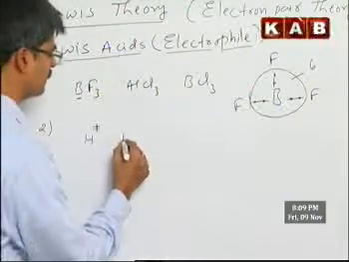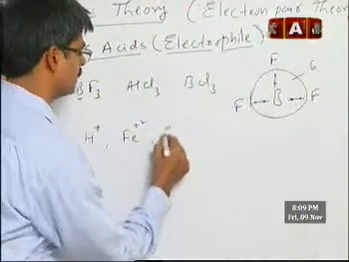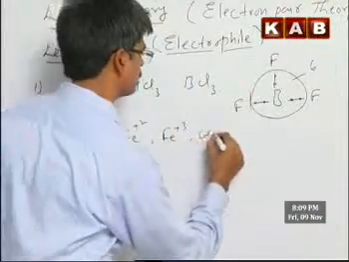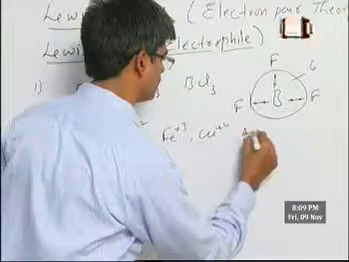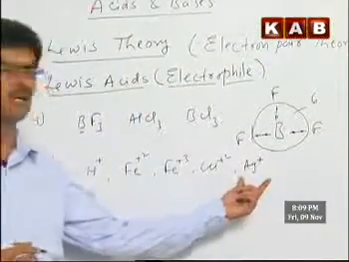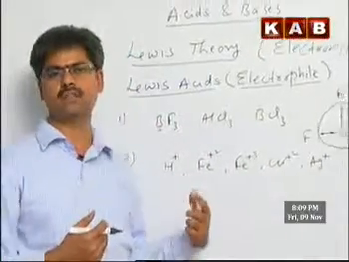Then another example you can write is d-block metal ions: Fe plus 2, or even Fe plus 3, and then Cu plus 2, or else Ag plus, and so on and so forth. All these cations have vacant d orbitals. Vacant d orbitals, in the sense that they can accept another pair of electrons.